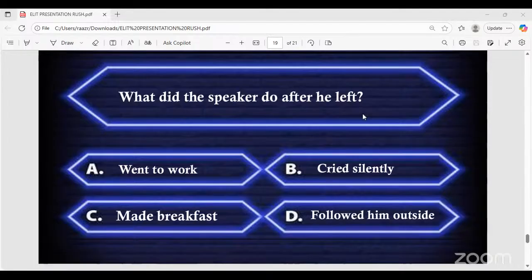Okay, shall I reveal the answer? Okay, B cried silently is the answer. Okay, let's see who told the correct answer. Yeah, Atifa, Umar Naushad, Shah, Rizka, Hanasian, Fatima, Hajara, Raima, Afshin, Haris Akbar. Yeah, they told the correct answers. Very good. Okay, the next question.